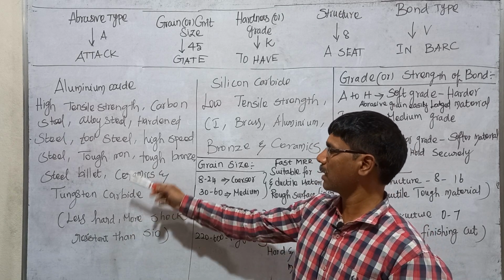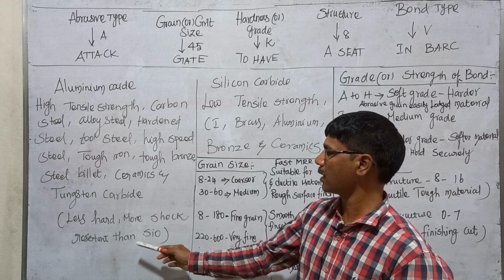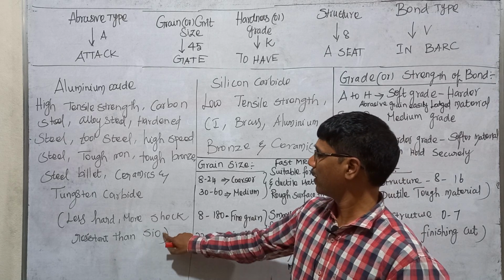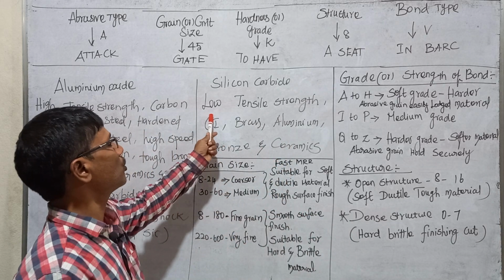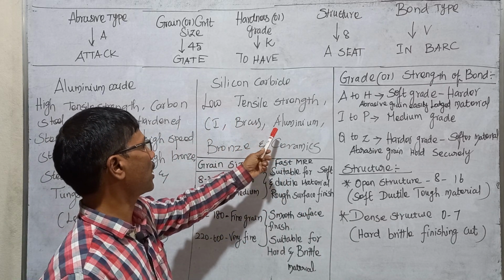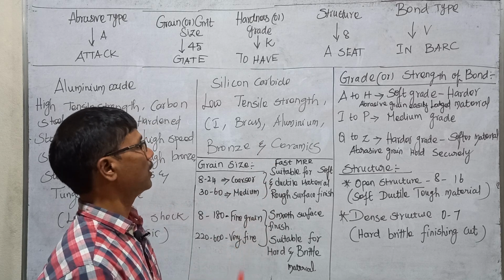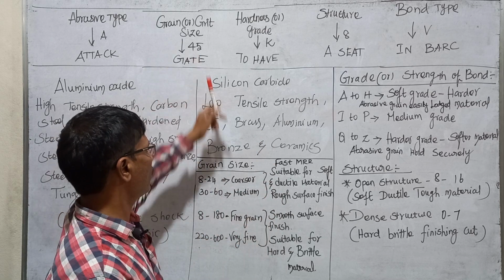It is less hard and more shock resistant than silicon carbide. Silicon carbide is used for low tensile materials: cast iron, brass, aluminum, bronze, and ceramics. The second is grain size. Grain size will be a number.